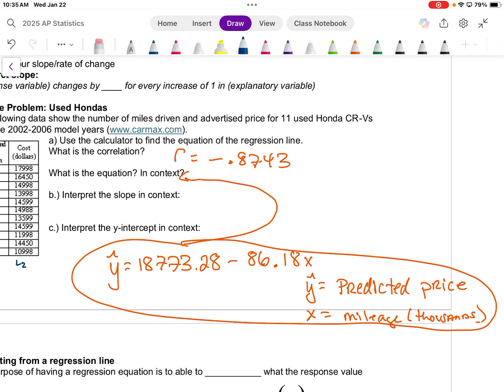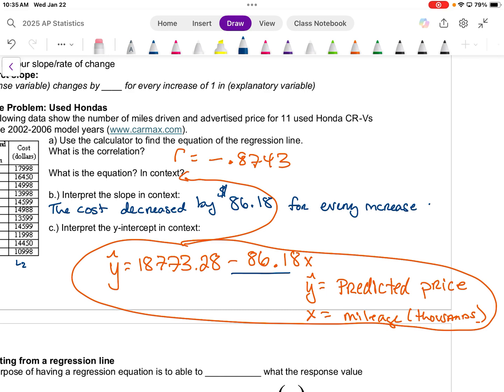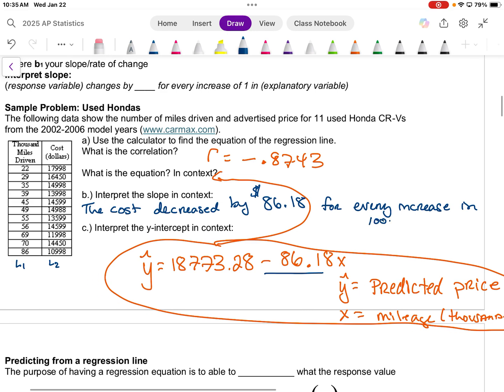So as we look at our slope, it is a negative 86.18. So the cost changes, or we can say decreased. We can say the cost decreased by $86.18, and I can put the dollar sign there, for every increase in 1,000 miles driven.